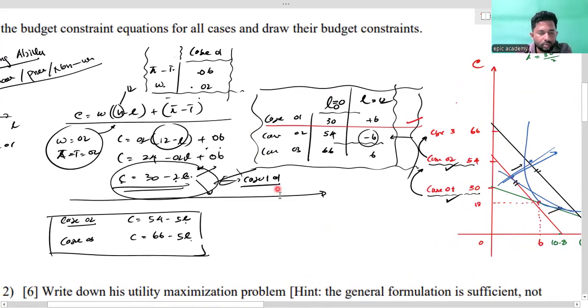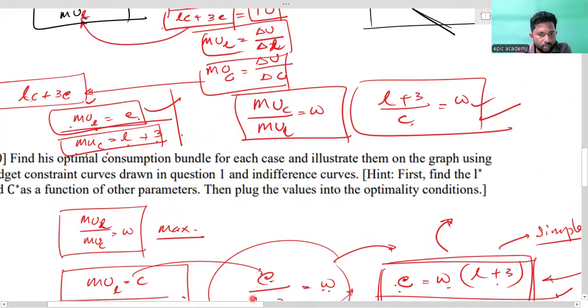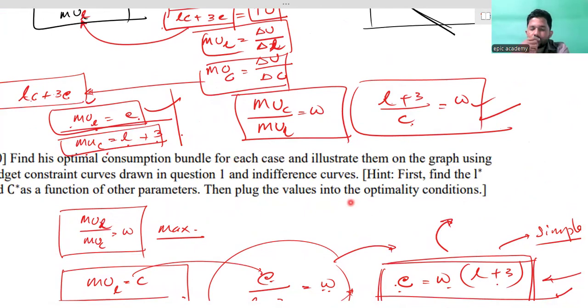For which question, sir? The third one. So if we know C is W into H minus L plus pi minus T, should we put that in the utility function? Like U equals L plus 3 into C, with C as W into H minus L plus pi minus T. And then we derive it to find L and C.